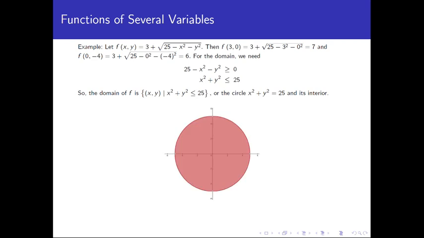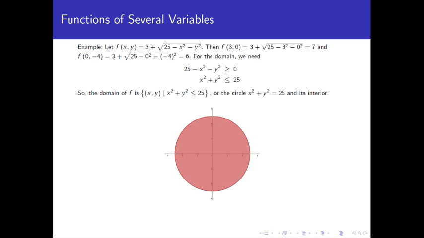A lot of times, to illustrate what's going on, we will graph the domain of the function. In this case, the graph would just be the circle of radius 5, centered at the origin, and its interior. So this disk, if you will.